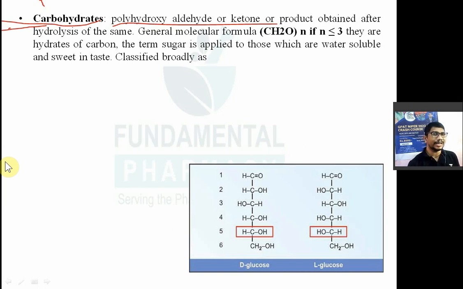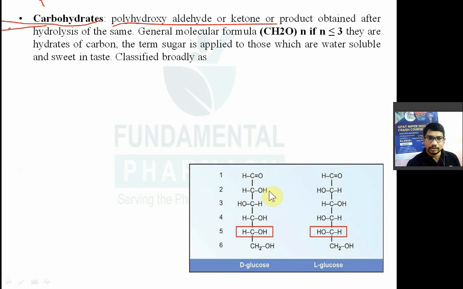So basically carbohydrates are nothing but the hydrates of carbon, and they are nothing but polyhydroxyaldehydes and ketones. Why do we call them polyhydroxyaldehydes and ketones? You can see over here, this is the structure of glucose, a simple monosaccharide. So why are they known as polyhydroxyaldehydes or ketones?